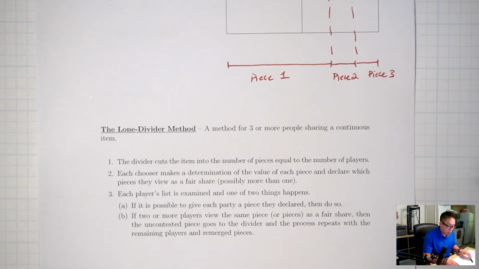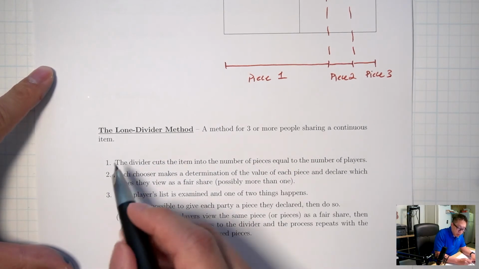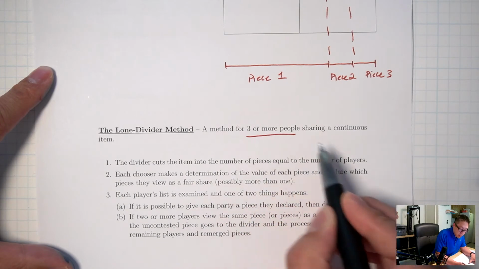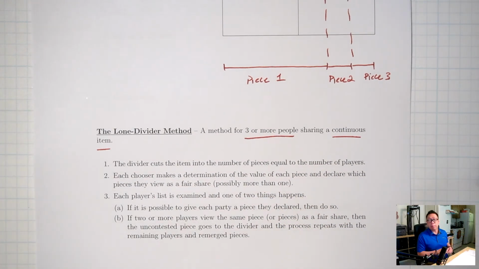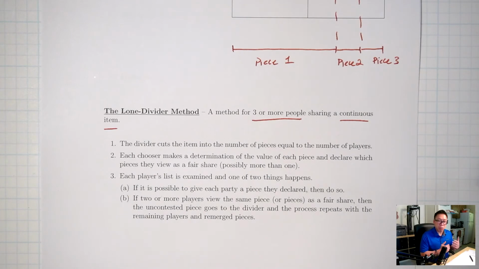For 3 or more people, we use another method called the lone divider method. So the lone divider method is a method for 3 or more people sharing a continuous item. So once again, these are things that you can cut up. So lone divider means that there's still the person who divides, but then there's no choosers. We're not going to have choosers. So one person divides, and then we're going to take a step back and figure out what to do next.